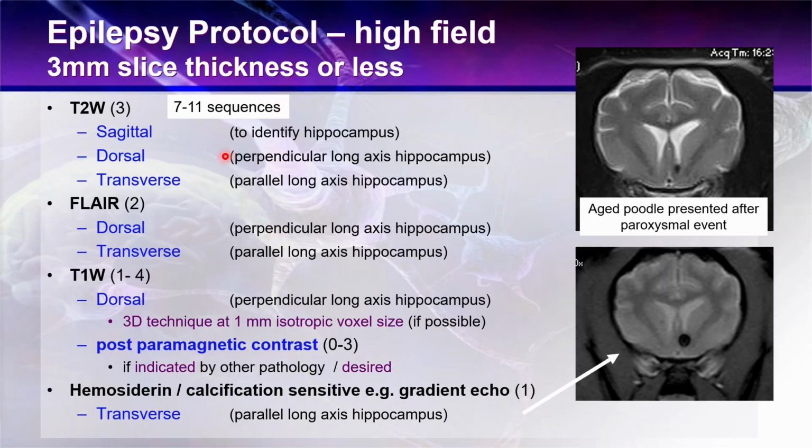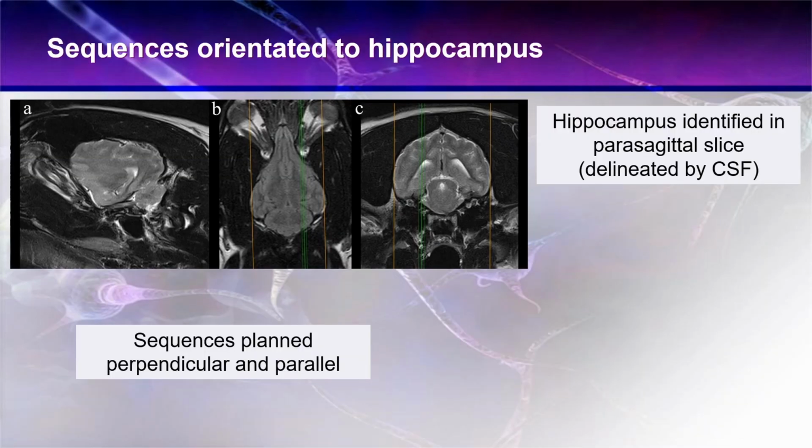Now, you would have noticed here that I'm saying to identify the hippocampus, perpendicular to the long axis of the hippocampus and parallel to the hippocampus. And you may be wondering about that. And that is the different thing about the epilepsy protocol, is that the sequences are orientated to the hippocampus. And you may be thinking, I'm not too sure if I can find the hippocampus. Well, you can. It's very easy.